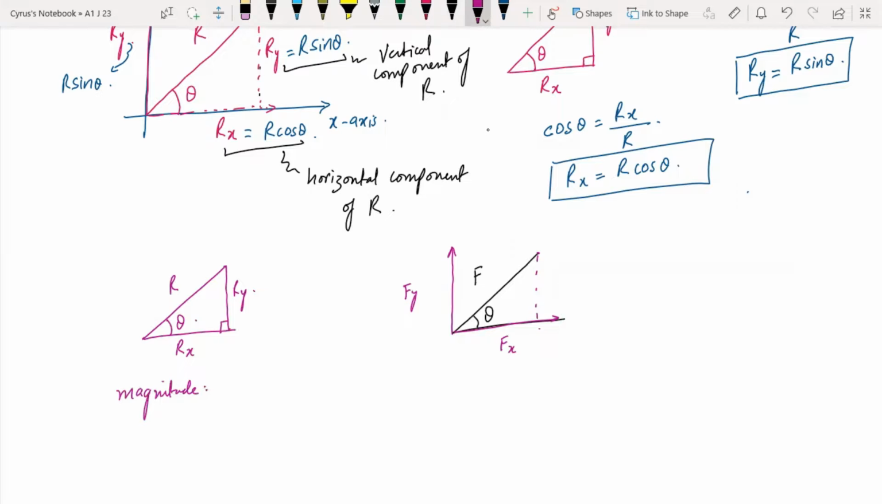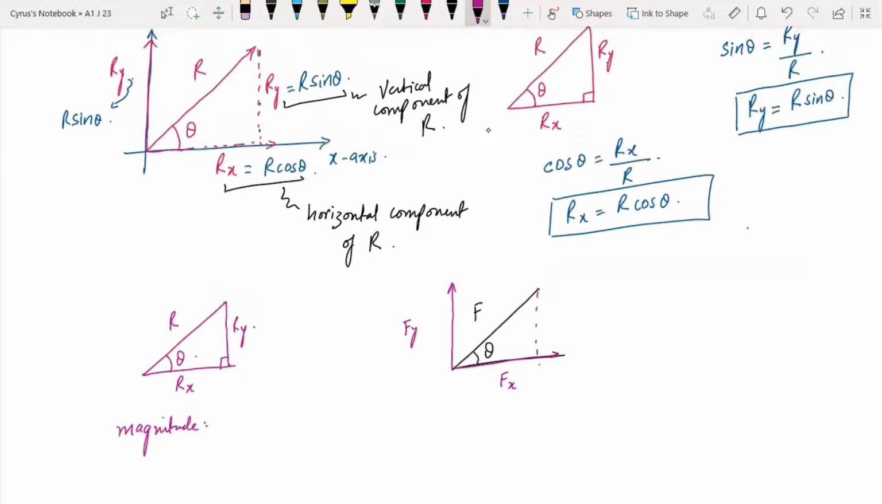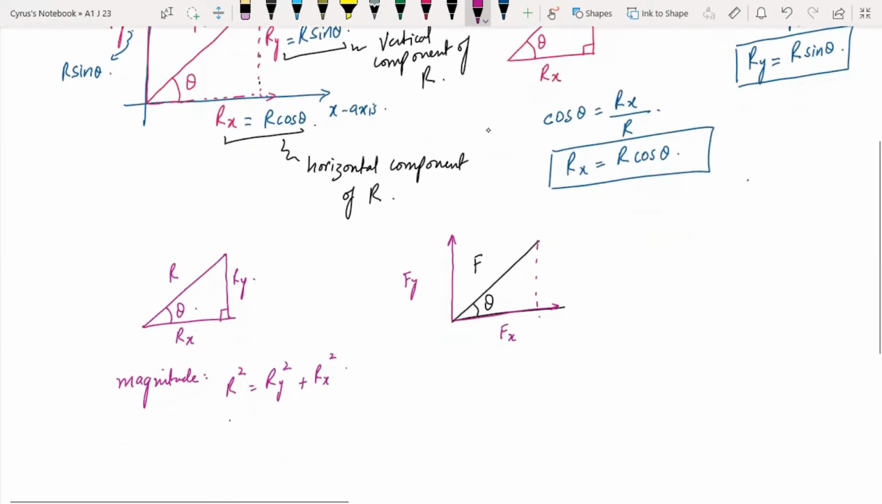Magnitude is given by the Pythagoras theorem here. We have the magnitude: r square is equal to ry square plus rx square, or rx square plus ry square. And r becomes the square root of ry square plus rx square.